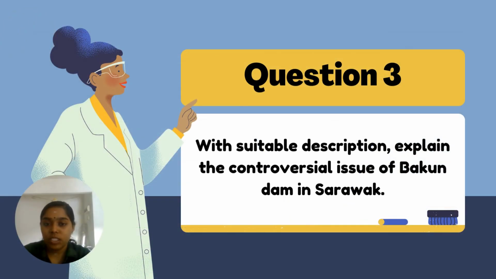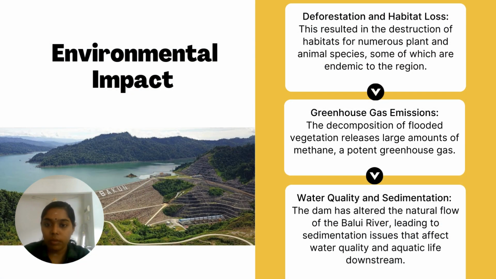I will continue with question number 3. With suitable description, explain the controversial issue of Bakun Dam in Sarawak. The first thing that we will discuss here is the environmental impact. There are three environmental impacts that we stated for the dam. First, deforestation and habitat loss. This resulted in the destruction of habitats for numerous plant and animal species, some of which are endemic to the region.